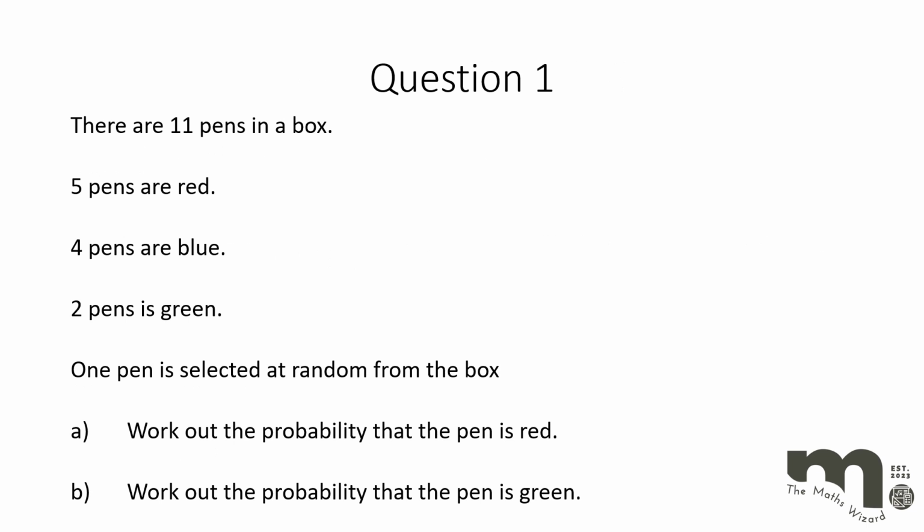Look at this first question then. There's 11 pens in a box, 5 red, 4 blue, 2 green. I would like the probability of it being red and the probability of it being green.